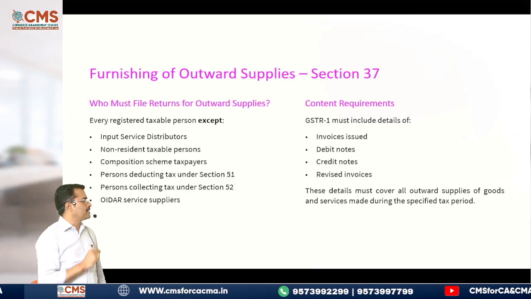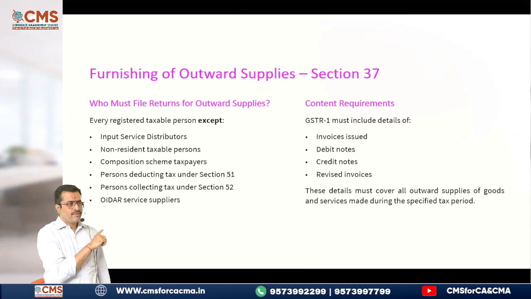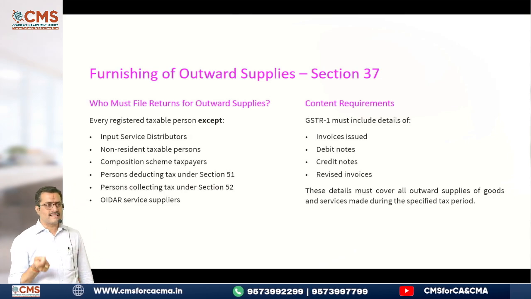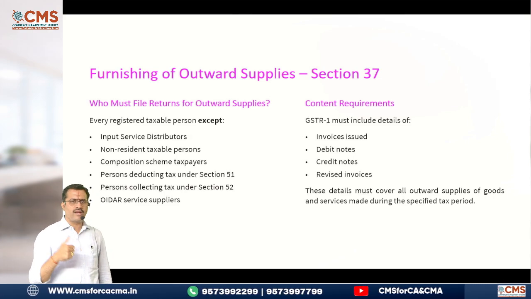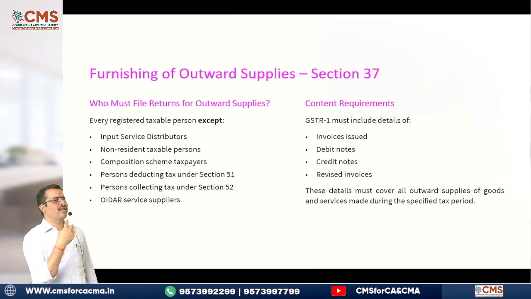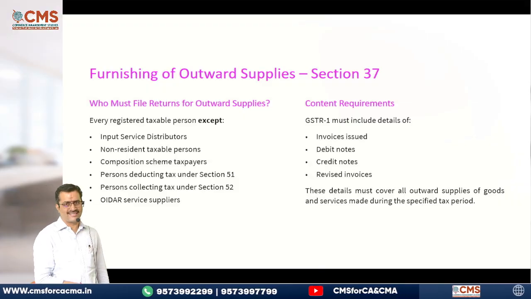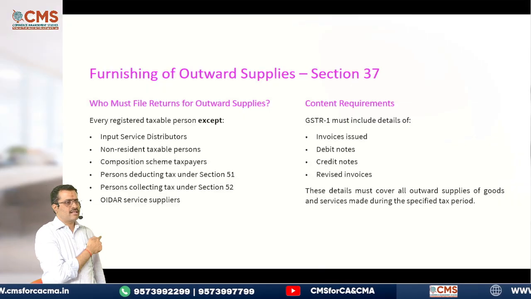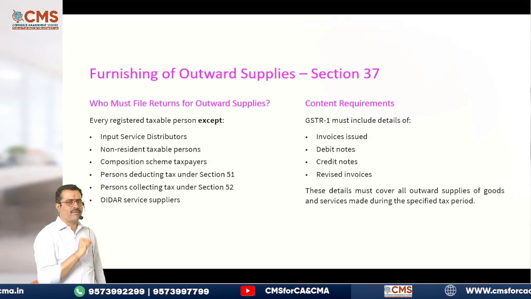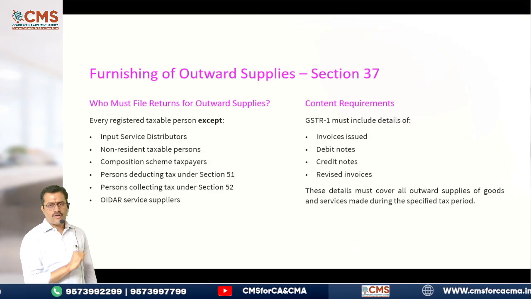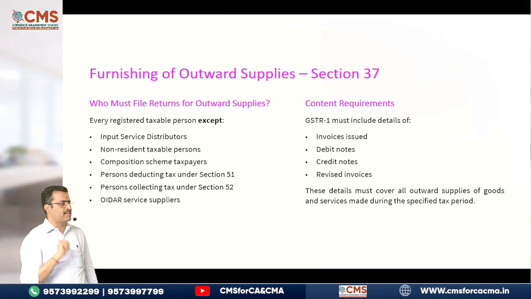So those points, see here. Every registered person, first who must file? Every registered taxpayer except the following. Who are they? Input service distributor. Why they need not file? Because for them separate form is there. GSTR number 6. Similarly, non-resident tax person. Why they need not file? Because separate form is there. GSTR number 5. Similarly, what I gave, composition taxpayers. GSTR number 4 is there.